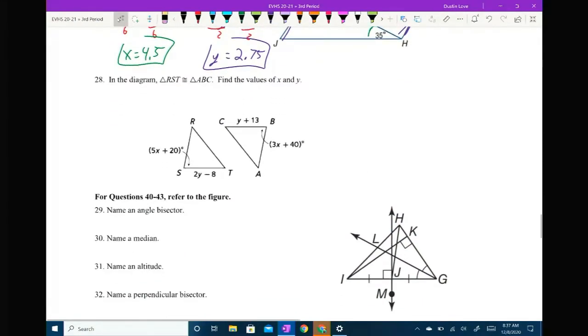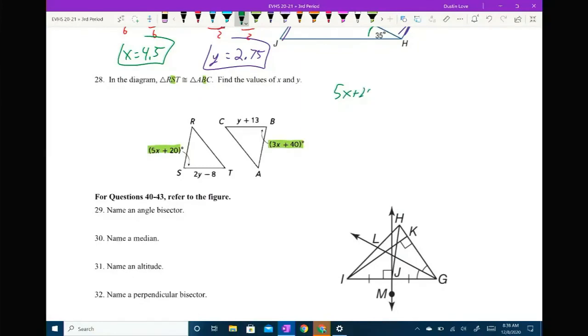Number 28. In the diagram, triangle RST is congruent to triangle ABC. Find the values of x and y. So we've got here RST, so I got angle S, which is in position 2. It's in position 2, so it has to correspond to angle B. So that means that angle S and angle B are congruent. Let's go ahead and do that problem.